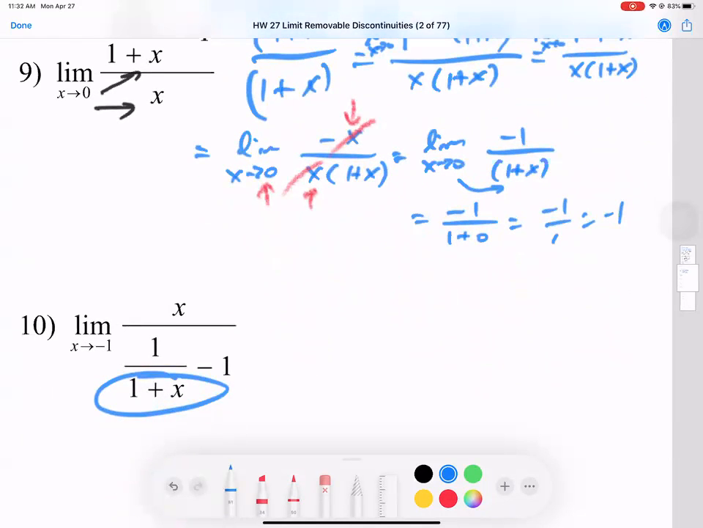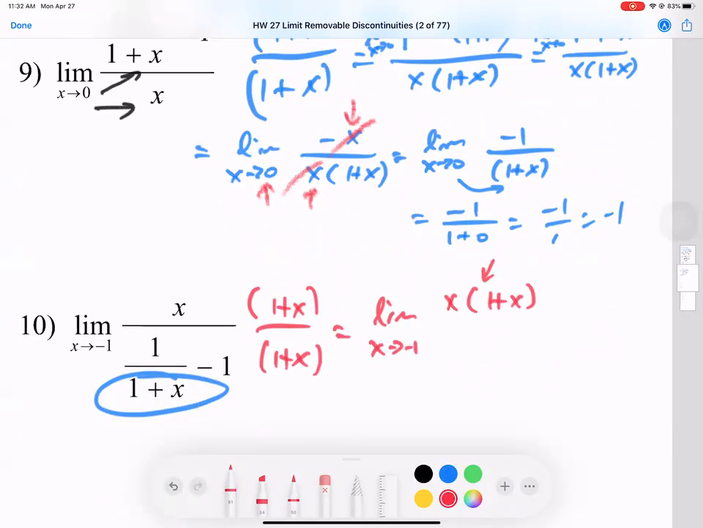Very similar. So our next problem, we're going to multiply by the common denominator, which is going to be 1 plus x, 1 plus x. And we do that, limit, as x approaches negative 1, of x, 1 plus x. Now the hint is, do not multiply those out, leave them alone. Divided by, we're going to distribute the 1 plus x to the front fraction and the back. So the fraction goes away, we're left with 1 minus 1 plus x. We're going to simplify the denominator because we're going to look for that 1 plus x here.